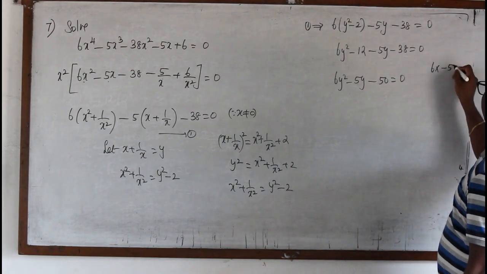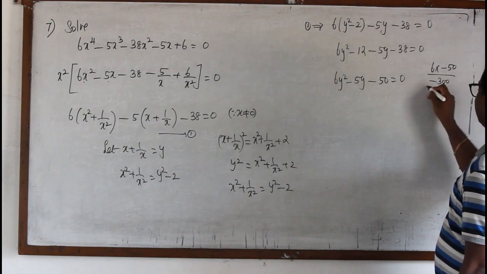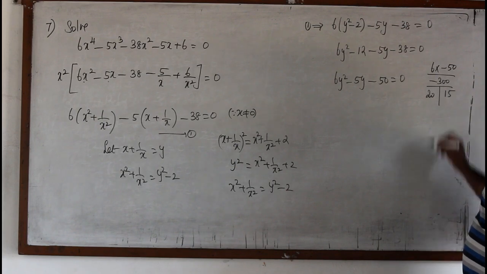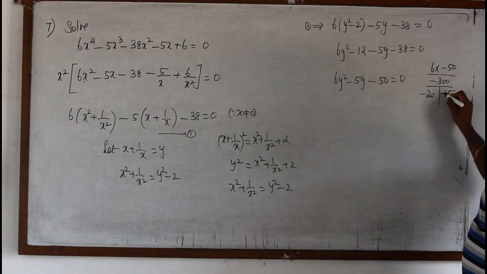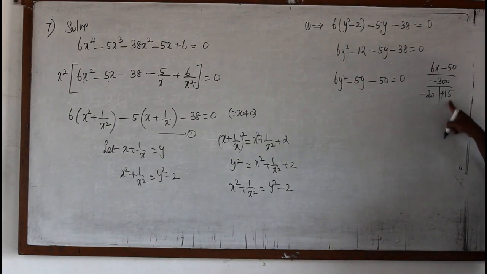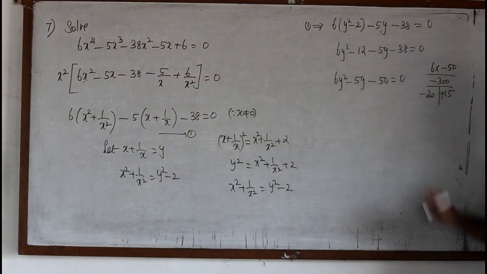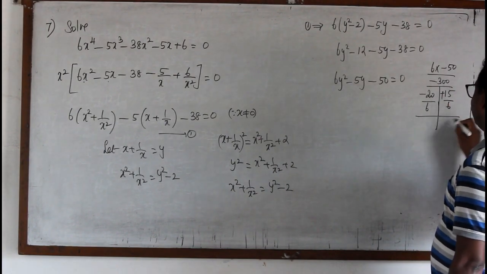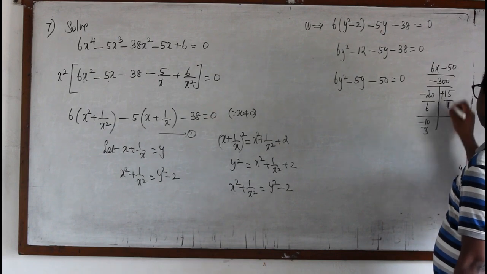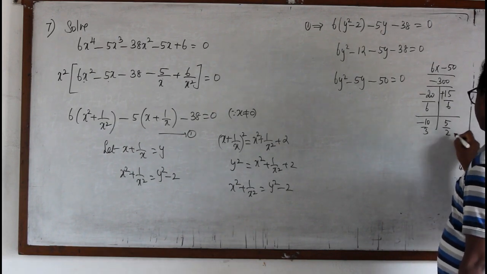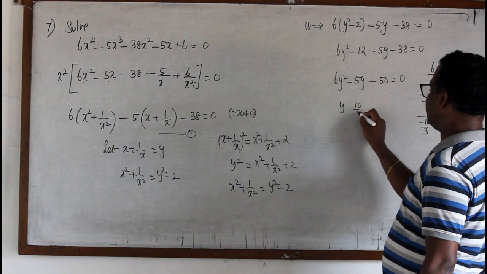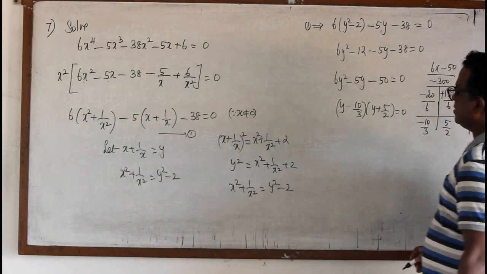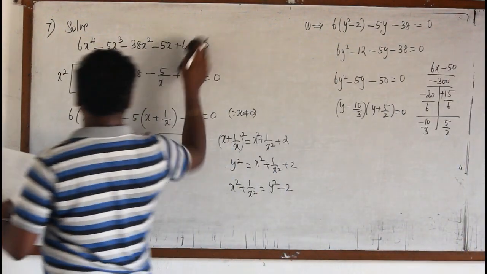6 into minus 50 is minus 300. We know 20 into 15. Now I need minus 5, so minus 20 plus 15. When I multiply, it becomes minus 300. When we add, it becomes minus 5. But we have y square coefficient 6, so divide by 6. When I divide by 2, minus 10 by 3. When we divide by 3, it is 5 by 2. So it is y minus 10 by 3, y plus 5 by 2 equal to 0, which will have two cases.